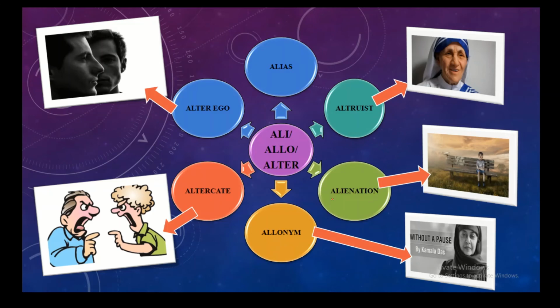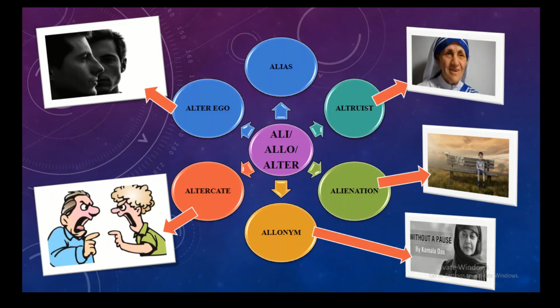Then next one, alienation. Alienation meaning loneliness, isolation. Okay, so here in this picture, a man is in the state of alienation, who is being cut off or separated from others. That you can see here. This is an example of alienation.